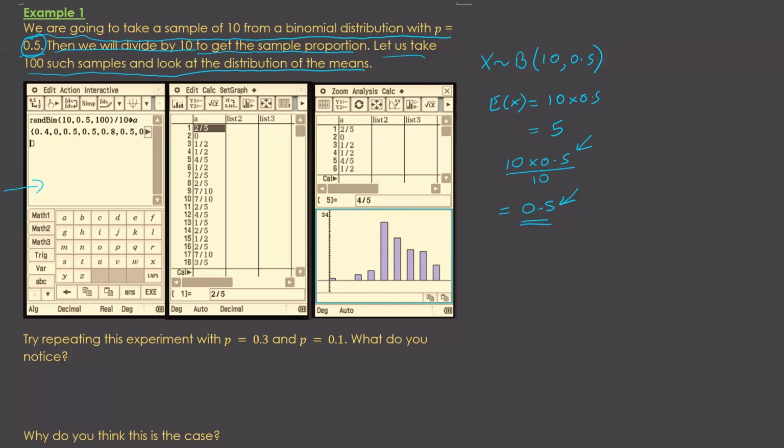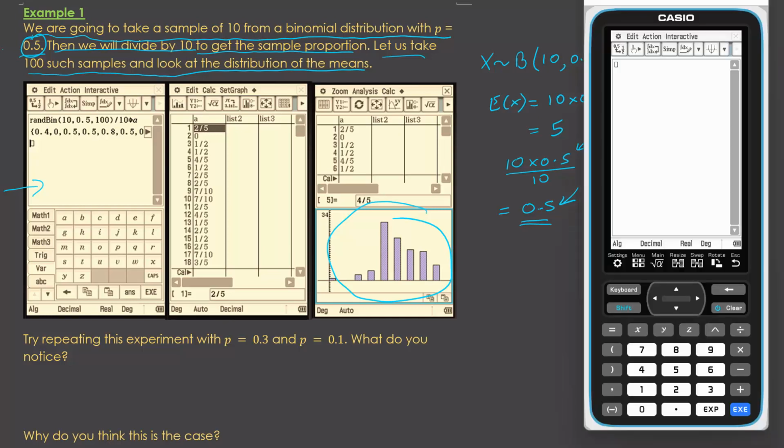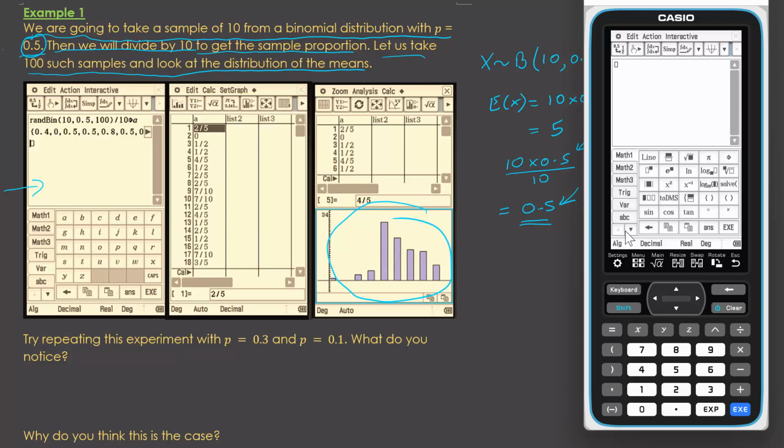And there's one example here of the picture that I got when I did it, but we're going to run through that again. So what we need to do is go to the keyboard and go to the catalogue again. And this time, randbin. So randbin is going to produce samples randomly drawn from a binomial distribution.